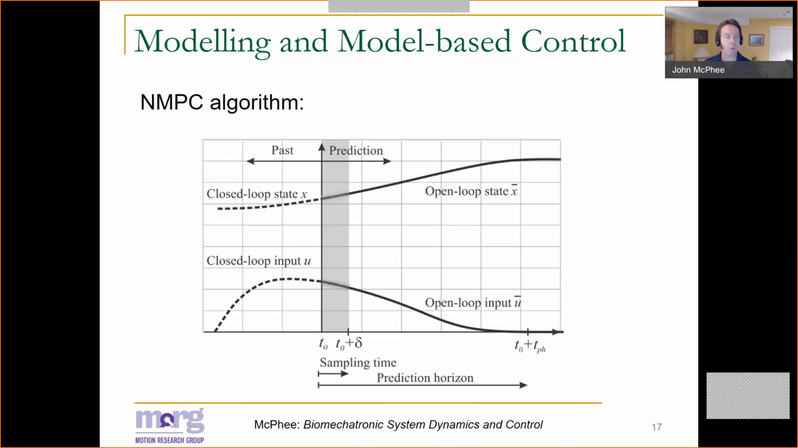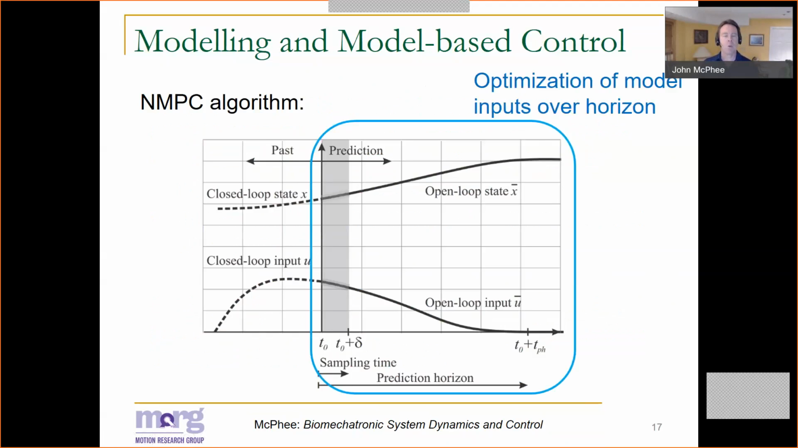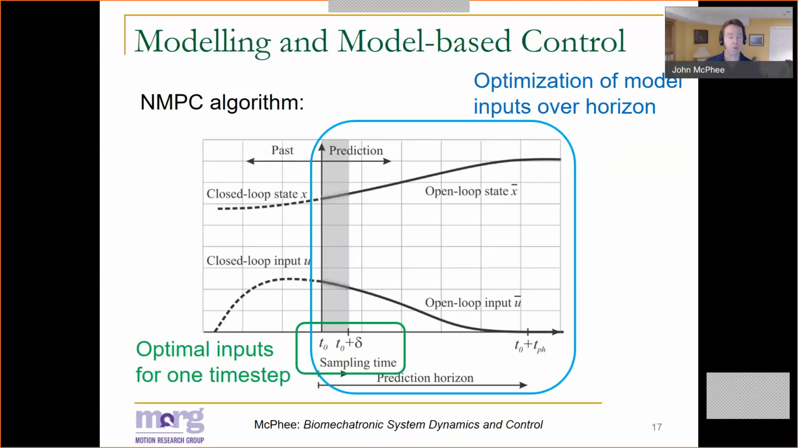Here's how the NMPC algorithm works. Essentially we have some states in our system that are changing in time. We have some inputs to our system that we are trying to determine, and this is our current time. We use an internal model or an internal representation to determine the optimal inputs over some finite horizon, and sometimes MPC is called receding horizon control. We then apply those optimal inputs for one time step, and then we march forward in time and repeat the whole process over again.